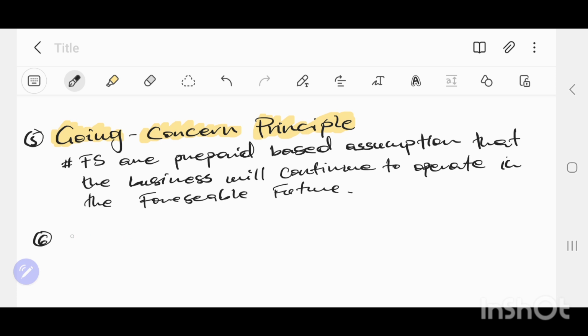So the next principle that we are going to speak about is the historical cost principle.